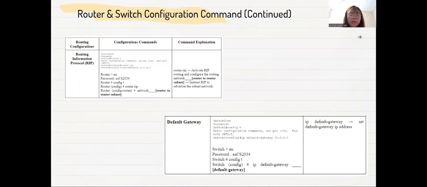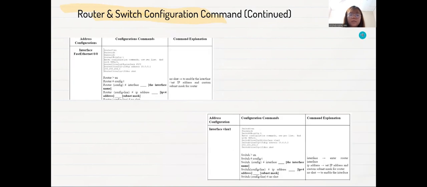Next one is router RIP. Router uses router RIP to activate RIP routing and configure the routing. Network router to router subnet is to instruct RIP to advertise the subnet network. Continue. Switch uses the IP default gateway command to set a default gateway IP address.